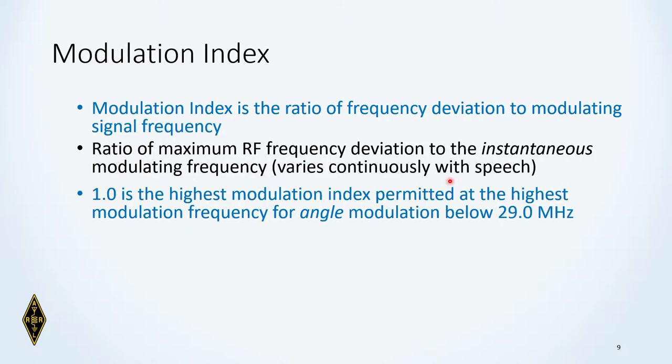And then here's something worth remembering, and this really threw me for a loop for a while. And I'll have a slide that explains this in a bit more detail. But FCC rule 1.0 is the highest modulation index permitted at the highest modulation frequency for angle modulation. And angle means FM, or PM, phase modulation, below 29 megahertz. So below 29 megahertz, 1.0 is the max that you can go.